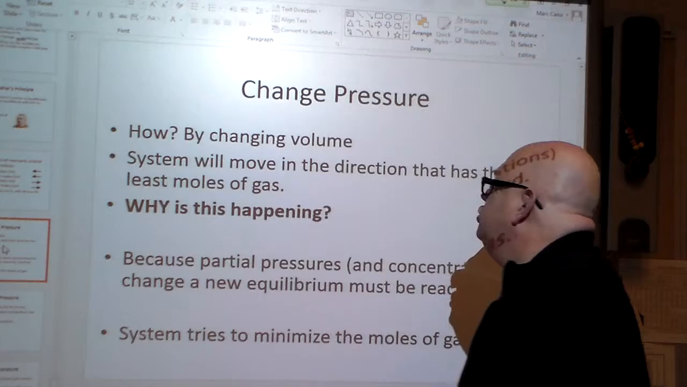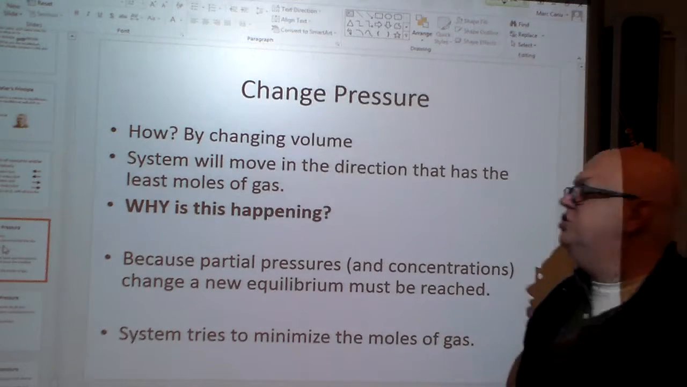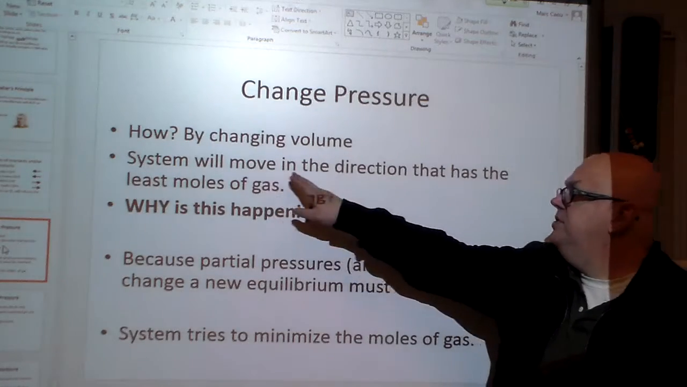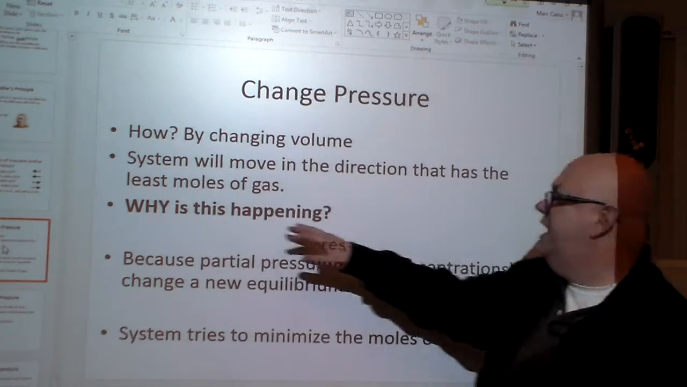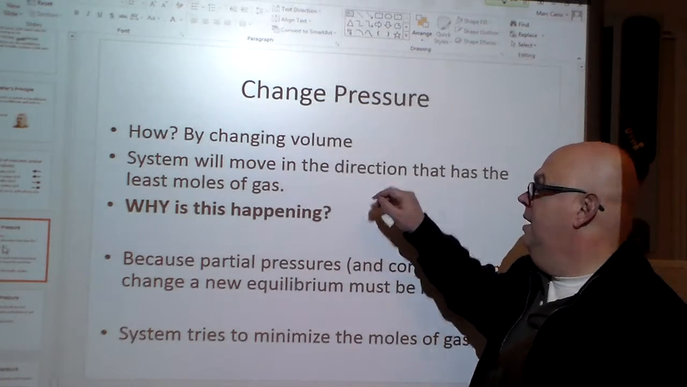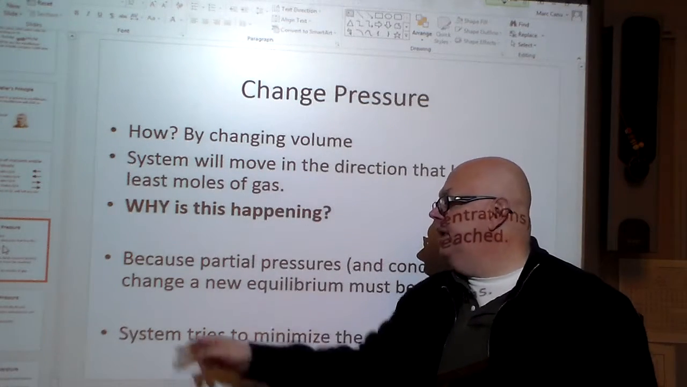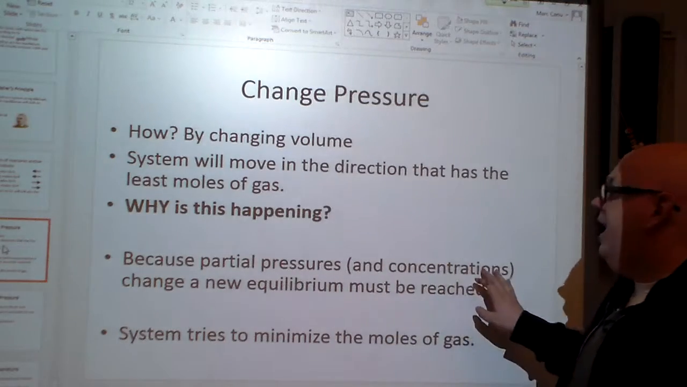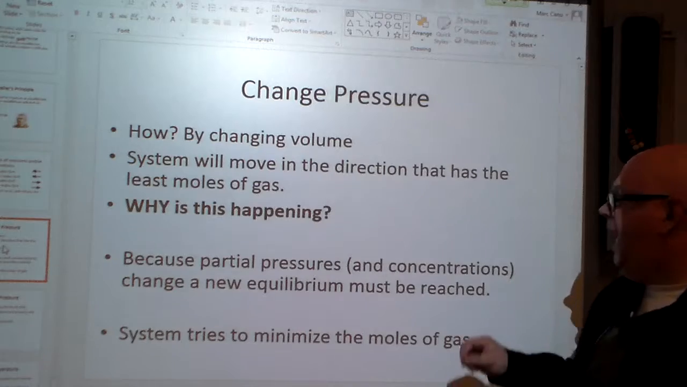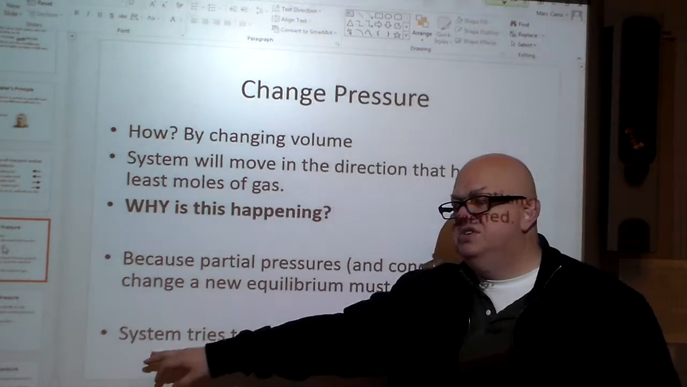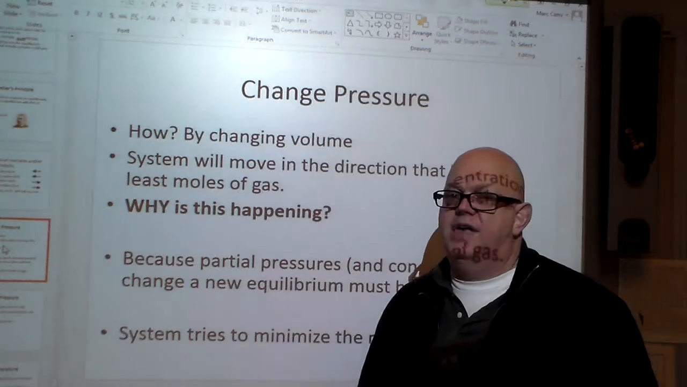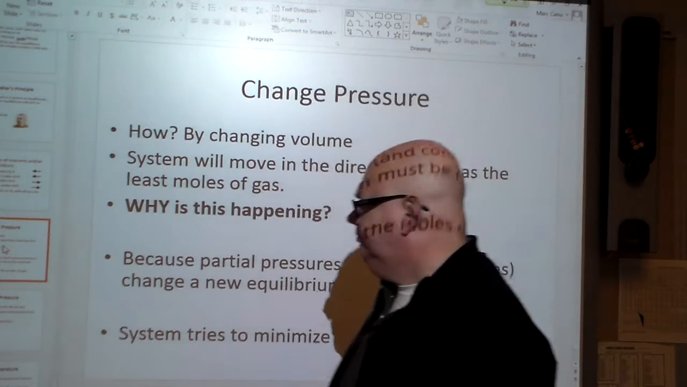Now, what about when we're changing pressure? How in the world do we change the pressure? Easy, changing the volume. The system is going to move in the direction that has the least number of moles of gas. Why is this happening? Because partial pressures and concentrations change. A new equilibrium has to be reached. So what's the system trying to do? It's trying to minimize the number of moles of gas that's in there.